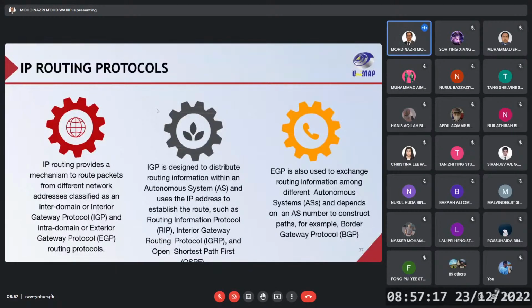Okay, IP routing protocol. IP routing provides a mechanism to route packets from different networks. Addresses classified as interior gateway protocol, so IGP, and exterior gateway protocol or EGP routing protocol.